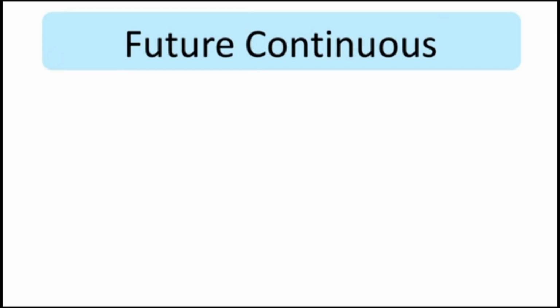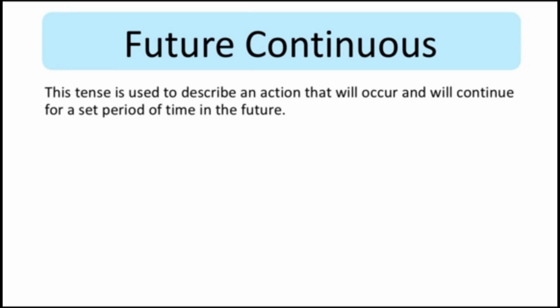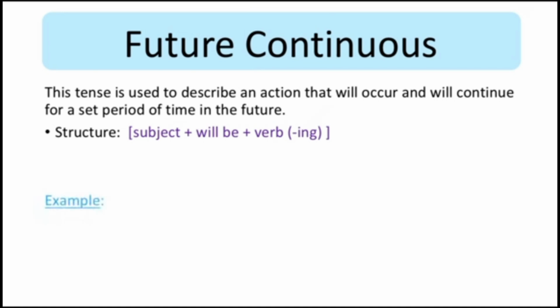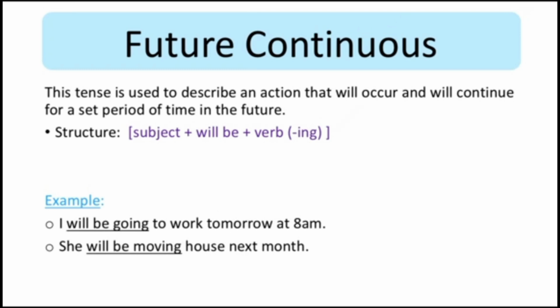Future continuous. This tense is used to describe an action that will occur and will continue for a set period of time in the future. The structure is subject plus will be plus a verb ending in ing. For example, I will be going to work tomorrow at 8 a.m. She will be moving house next month. I will be traveling to Turkey next weekend.